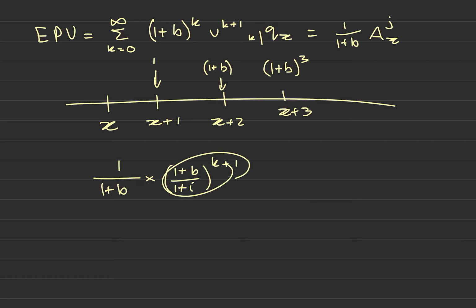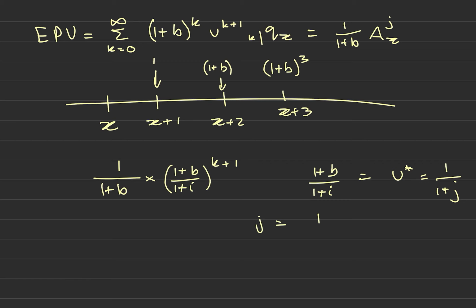Okay, now this (1 plus b) over (1 plus i) becomes our new v, our v star. This is our 1 over 1 plus i star, or rather our 1 over 1 plus j. Okay, now we have to solve for j here. So j then equals (1 plus i) over (1 plus b) minus 1. Okay, so j is then our new interest rate, even though it's not actually an interest rate. It's our new compounding rate.